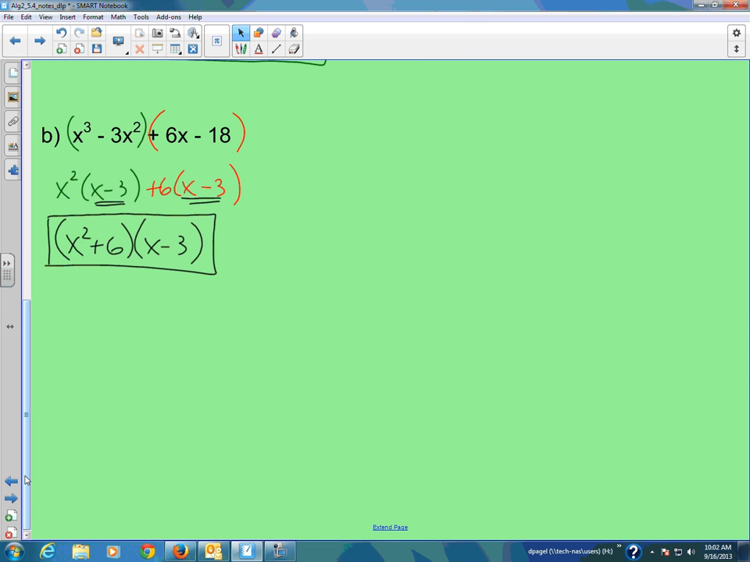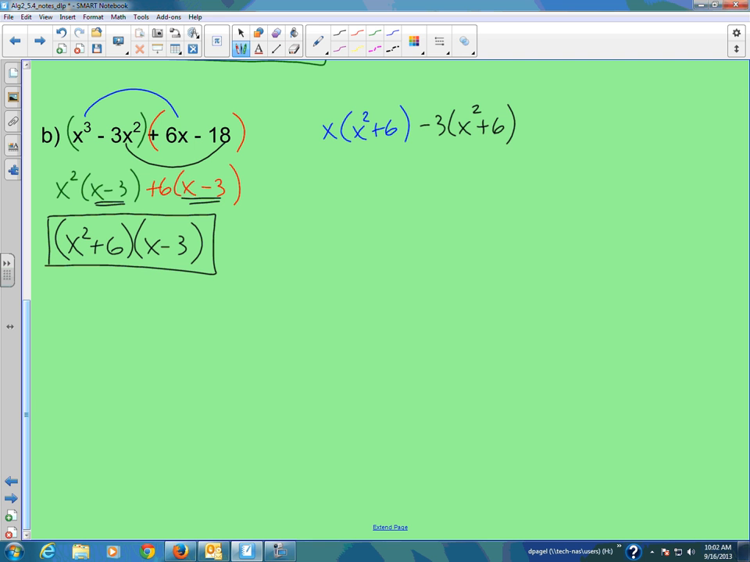Okay, again, you don't always have to pair the first two. Like, what if I were to consider pairing these two together? Pull out an x, and I get an x squared plus a 6. And then, what if I considered then the leftovers? Let's pull out a -3, and I have an x squared plus a 6, sorry. I noticed that I have two x squared plus 6's, and there's my x minus 3. So I would end up with the same thing. So sometimes you could pair them differently.